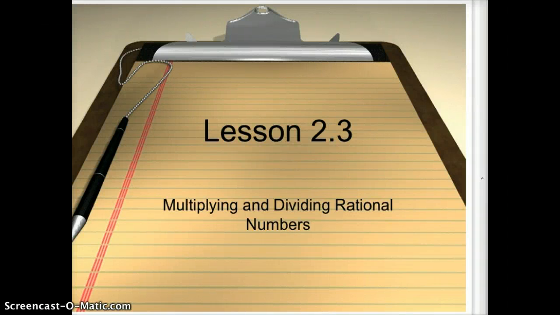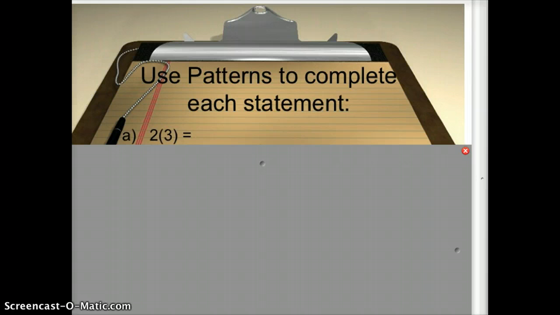All right, today we're talking about multiplying and dividing, so getting a little more intense and still going to be rational numbers today. So first, what I want you to do is use patterns to complete each statement. I'm going to give you a lot of problems and I want you to work them through looking for a pattern. So 2 times 3, you should be able to do these before I write the answer down, is 6.